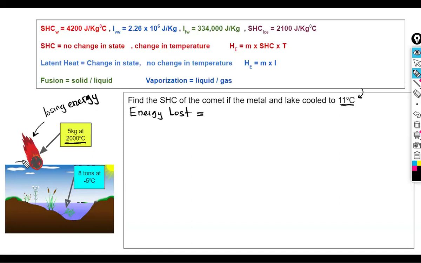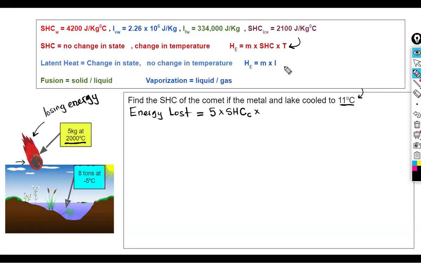Now, remember, the comet starts off as a solid, and of course, when it crashes into the ice, we have to assume it remains solid. So it goes from solid to solid, no change in state. So that's the red formula. The mass of the comet is 5 kilograms. We do not know the specific heat capacity of the comet. So I'll put SHC in a small c here. That means comet. And what's the change in temperature of the comet? Anybody want to help me out there? What's the change of temperature of the comet?